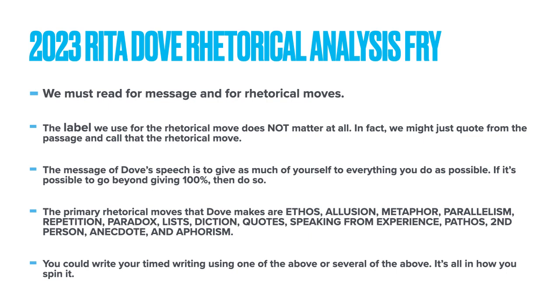As I annotated, I, of course, as a teacher, as someone who has written many, many synthesis essays, I know the labels. So you'll see some labels in here, but you'll see some that aren't exactly labels either. So I have ethos, allusion, metaphor, parallelism, repetition, paradox, lists, which of course isn't a device, diction, quotes, which isn't a device, speaking from experience, which isn't a device, pathos, second person, anecdote, and aphorism.